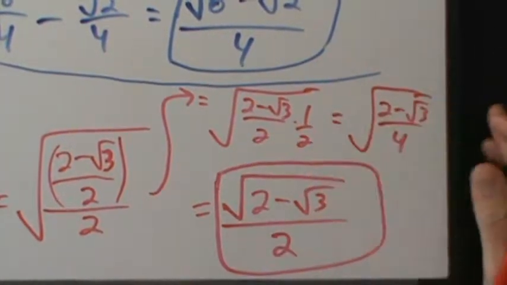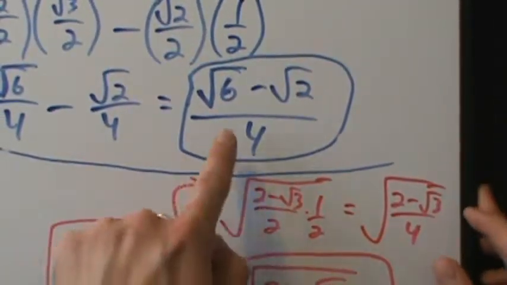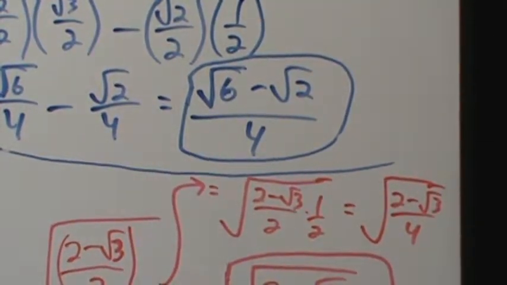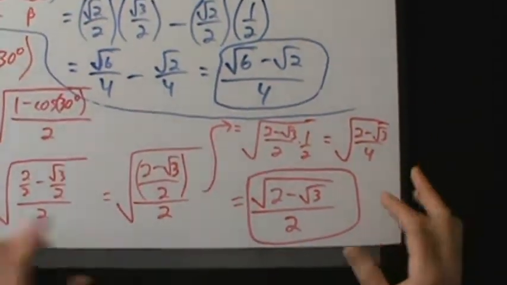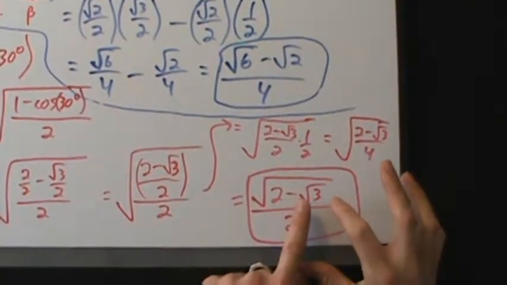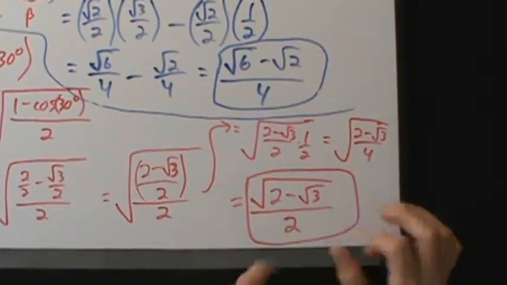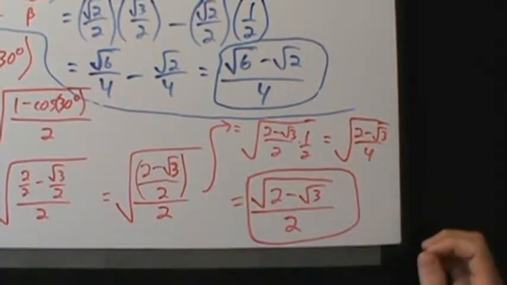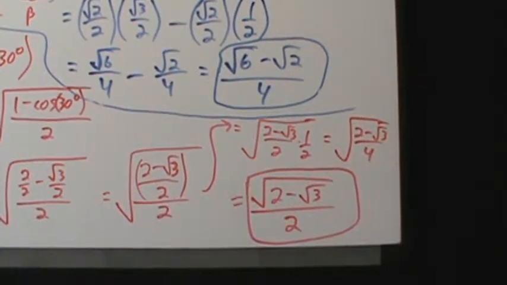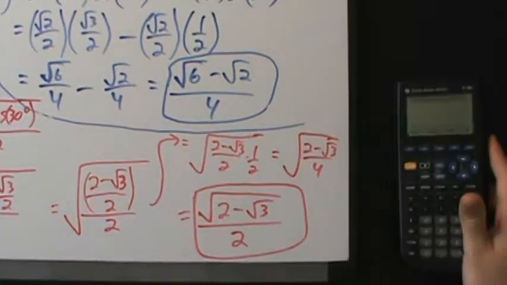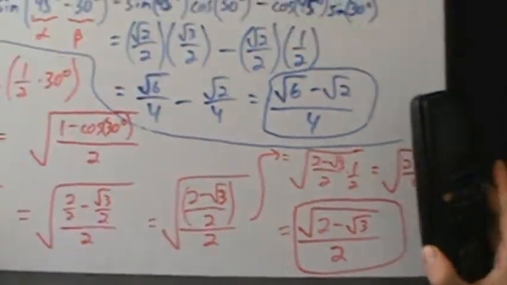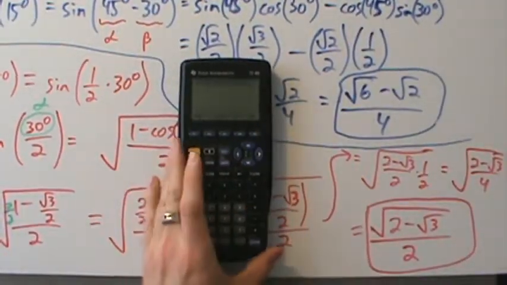Notice that looks pretty different from this, right? So root 6 minus root 2 all over 4, and then using the half angle formula, we have the square root of 2 minus the square root of 3, all divided by 2 here. So are those actually the same? Let's turn to our calculator and make sure that those actually are the same.